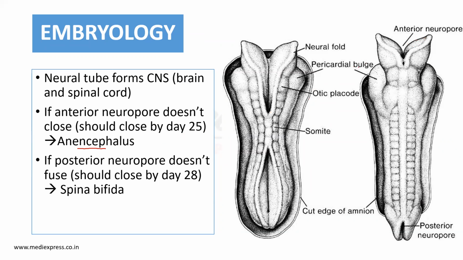Okay. Now, basically, the anterior neuropore should close by day 25 after fertilization. In the same way, if the posterior neuropore is not closed or not fused, it causes spina bifida. And remember, this should close by day 28. So anterior neuropore should close by day 25 and the posterior by day 28. If anterior neuropore doesn't close, we have anencephaly. And if posterior neuropore doesn't close, we have spina bifida. Okay. And remember, the neural tube forms the CNS, that is the brain and the spinal cord. So this was regarding the neural tube, the anterior neuropore, and the posterior neuropore.